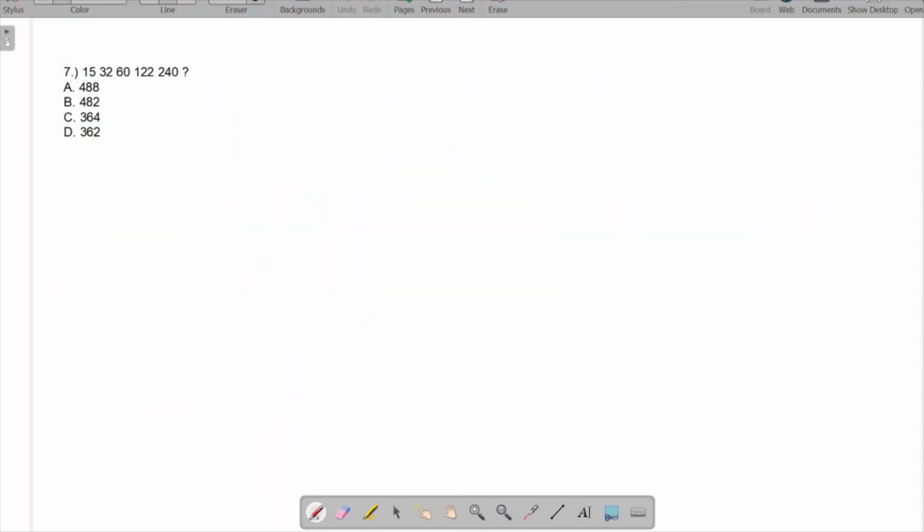So let's now see this next question. This is a series based question. We have to find the next term in the given series. So let's see this. The first value is 15. So how can we get 32? 15 into 2 plus 2 will give us 32. And then from 32 how can we get 60? 32 into 2 will give us 64, and minus 4 will give us 60.